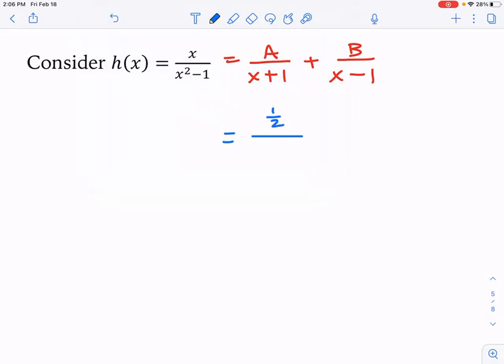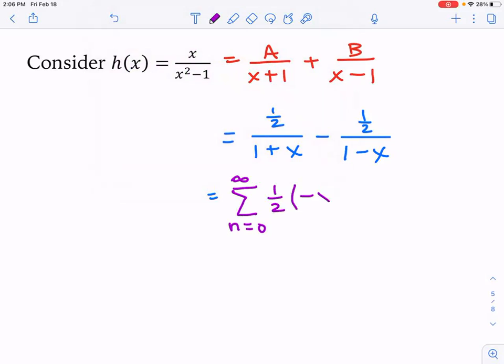Okay, so we have 1/2 over, I'm going to write this as 1 plus x, and then 1/2 over, I'm going to write this as 1 minus x and take out a negative. Why would I do that? Now I can write them. So we have 1/2 times negative x to the n minus the series from 0 to infinity of 1/2 times x to the n. Okay, now, is this one series?